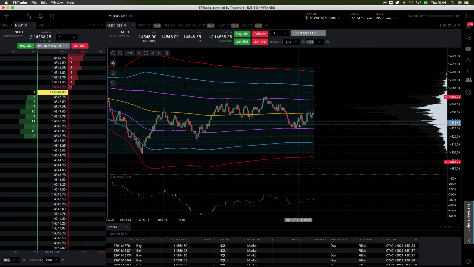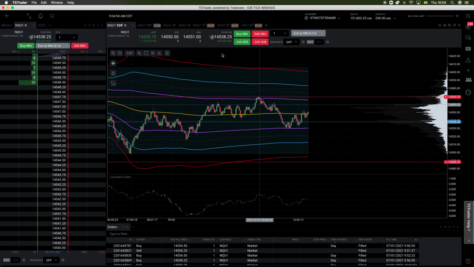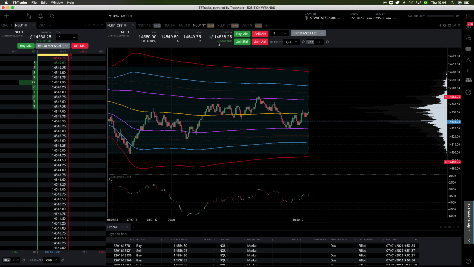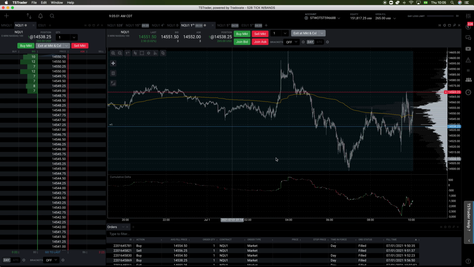I really like the 528 because I can see Delta so much clearer on the 528 tick chart. Honestly, Delta is so much clearer. I feel like it is. See, now you can see that the buyers are slowly starting to step in here.